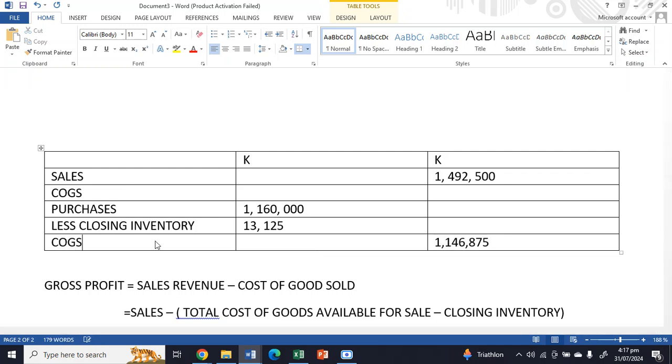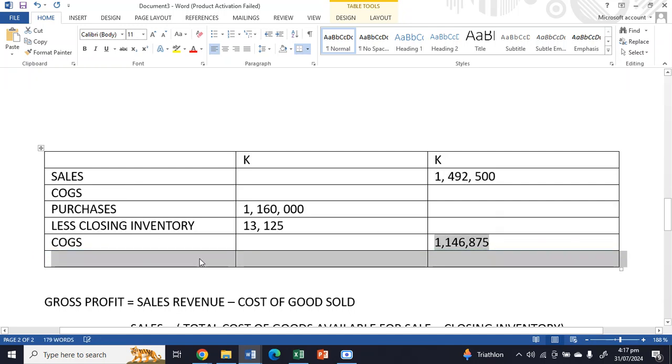And in order to get our gross profit, we are going to say sales revenue minus cost of goods sold. So I'm going to say 1,492,500 minus 1,146,875. We get 345,625. And this is our gross profit.